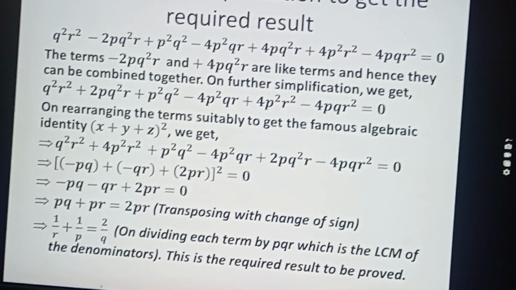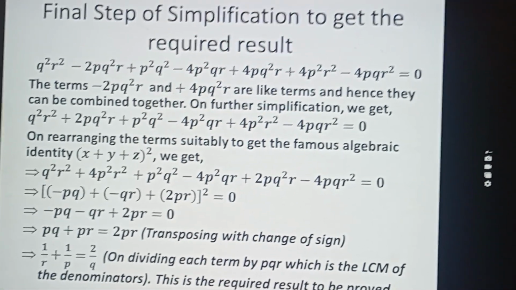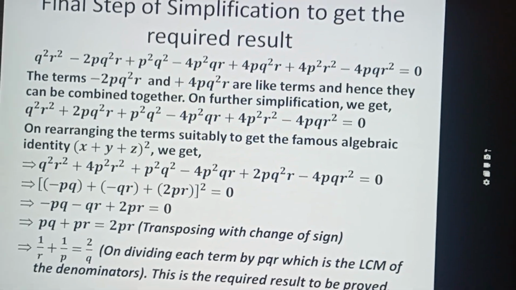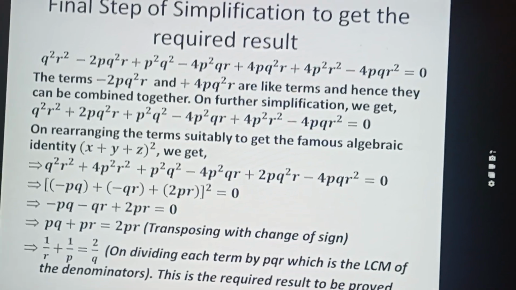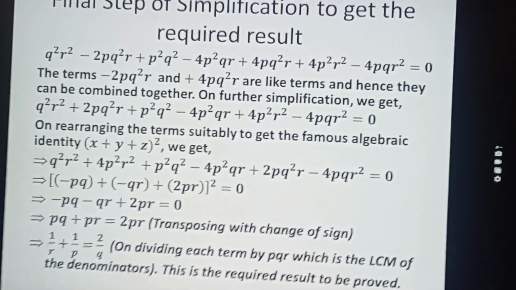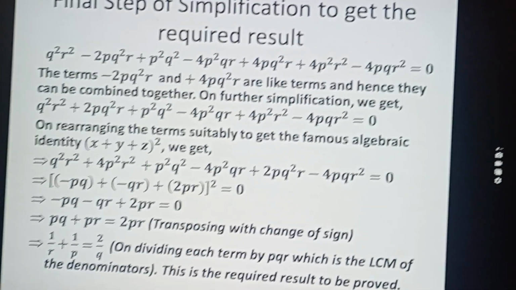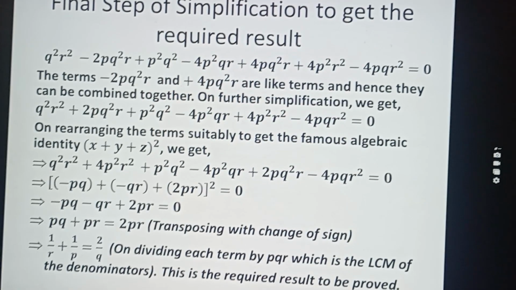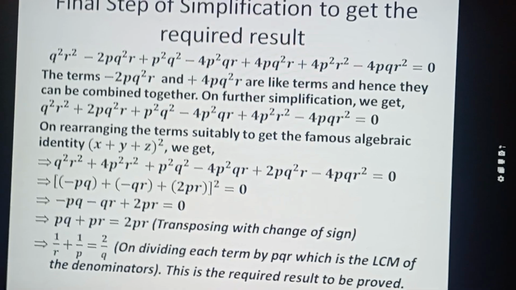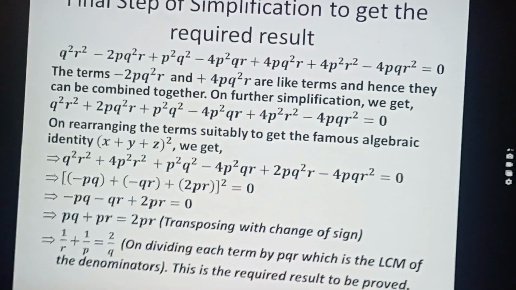Of course, I would like to tell you this identity was learned in ninth standard, on the chapter polynomials, algebraic identities. So recall it, x plus y plus z the whole squared is equal to x squared plus y squared plus z squared plus 2xy plus 2yz plus 2zx. The famous extension of the x plus y the whole squared identity, this is called.